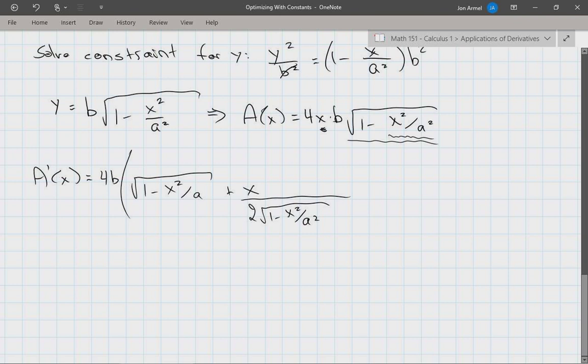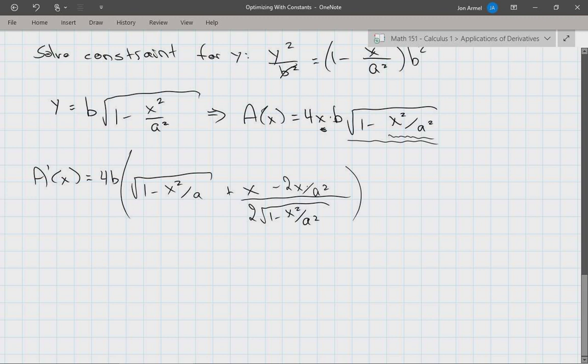This is a horrible time to use the quotient rule because this problem is already really complicated. We don't need the quotient rule making it even worse. Instead, you should just use the power rule, recognizing that 1 over a squared is a constant. So we just have that constant times x squared. So we're going to have negative 2x times the constant 1 over a squared, which means divided by a squared. Okay, so the constant stays there, you differentiate the x part.